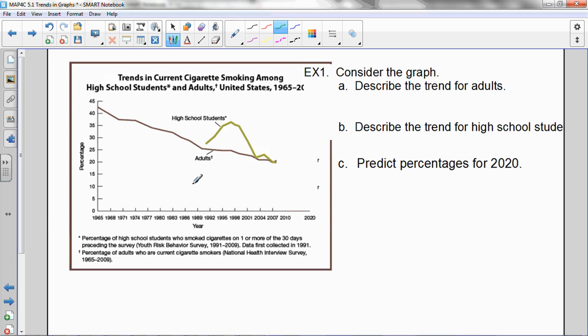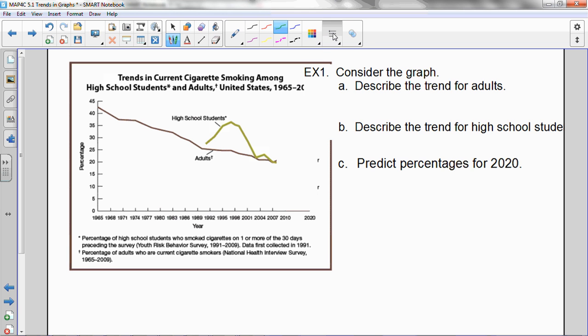Here's an example, pulled from the internet somewhere. Trends in current cigarette smoking among high school students and adults in the United States. So this is American data, but I think the Americans and Canadians are pretty close on their percent of people who smoke. Fairly close. Describe the trend for adults. So this one is the trend for adults. And notice that it's a pretty steady decline, right?